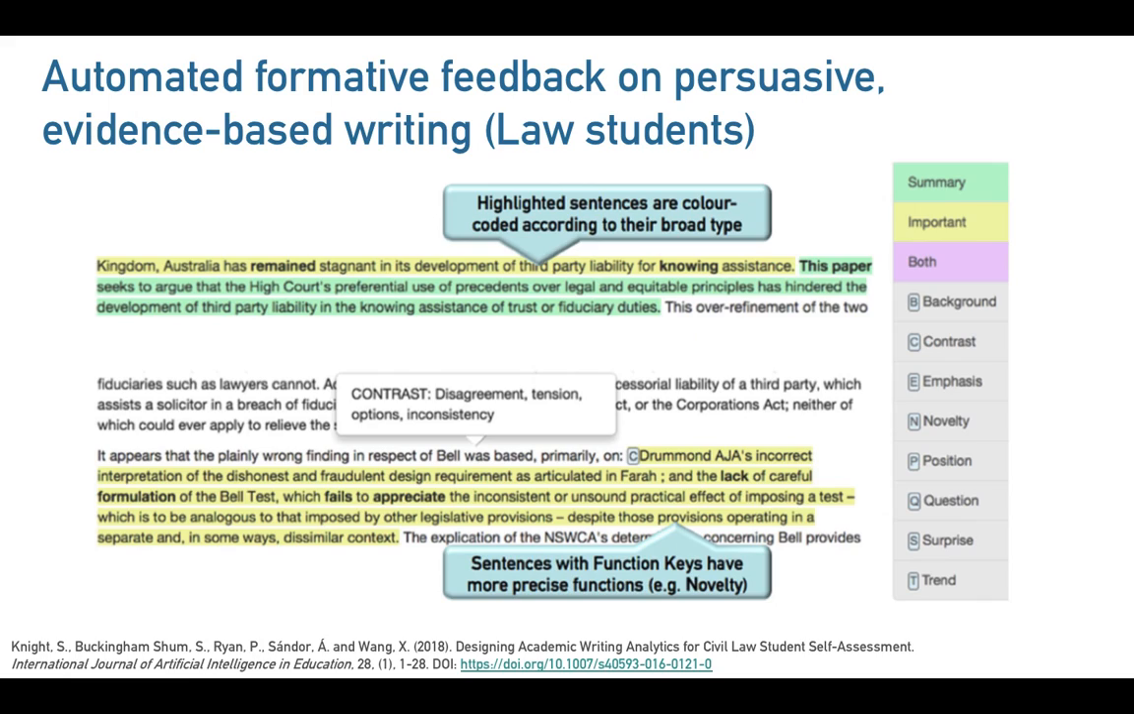Here is a law student writing, and you can see that the system has identified, for example, contrast, which a contrast move is disagreement, tension, options, or inconsistency, because they're talking about a lack of careful formulation. Something, which fails to appreciate something else. Okay? They are using language to signal to the reader that we've got a problem of some sort.